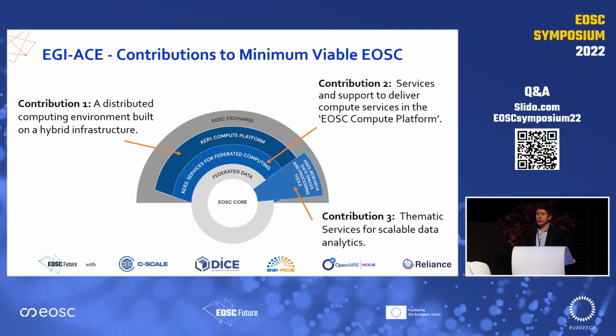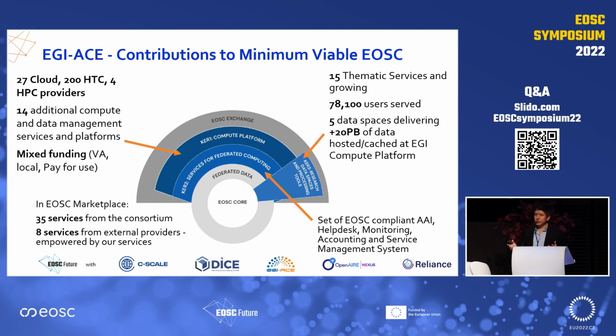If we go to EGI, they are bringing 3 main contributions to the EOSC Exchange. The first one is the distributed compute platform, which is based on a hybrid infrastructure. The second one are the services and support in order to deliver this compute platform. And the third one is a set of thematic services that enable scalable data analytics. If you see this in numbers, EGI actually brings already a very large number of providers of cloud, HTC, and HPC, plus, of course, some additional compute and data management services and platforms.